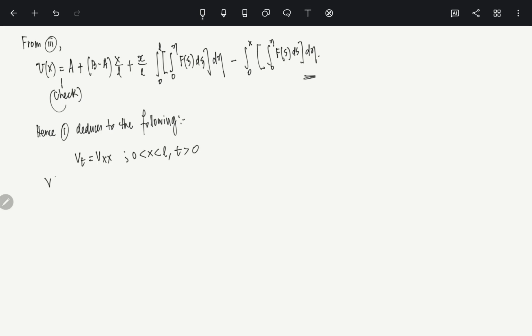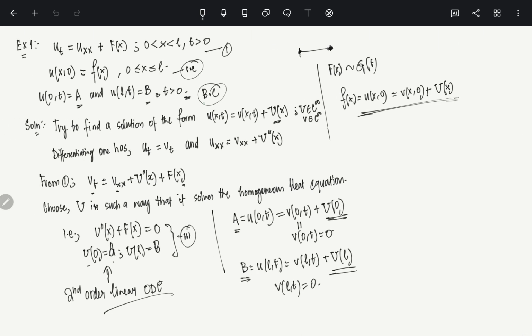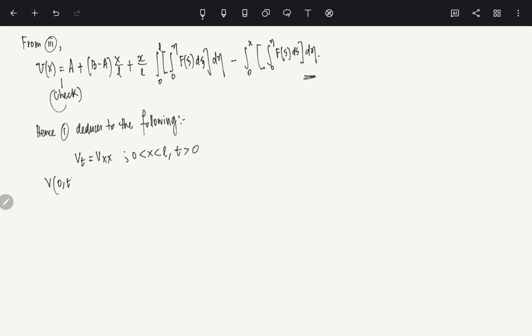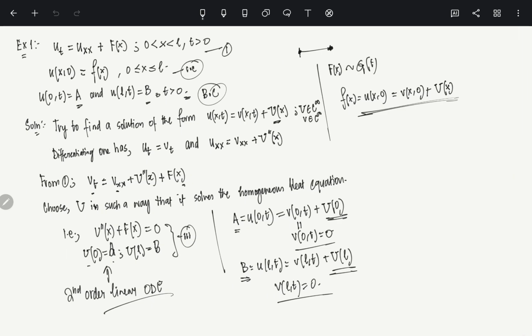Okay, what is the boundary condition? The boundary condition is u(0,t) equals A, u(L,t) equals B. For V, the boundary condition is basically 0 and 0. So V(0,t) equals V(L,t) equals 0, t positive. This is the new boundary condition. What about the initial condition at x, 0? From here, V(x,0) is nothing but f(x) minus capital U(x), right?